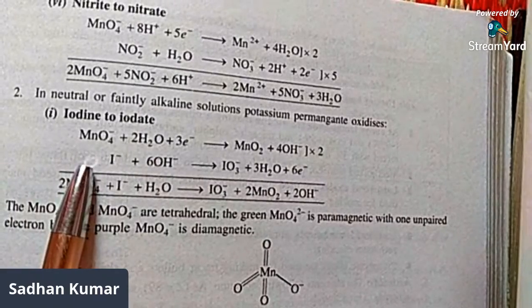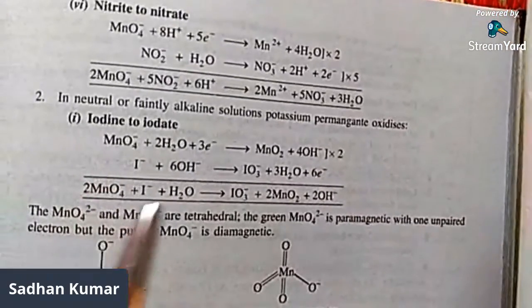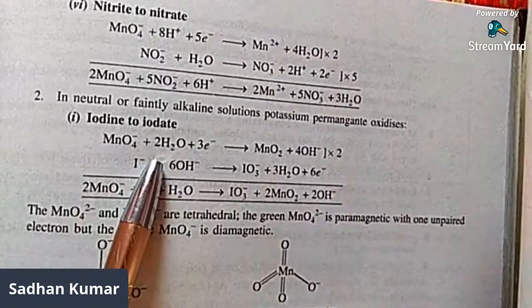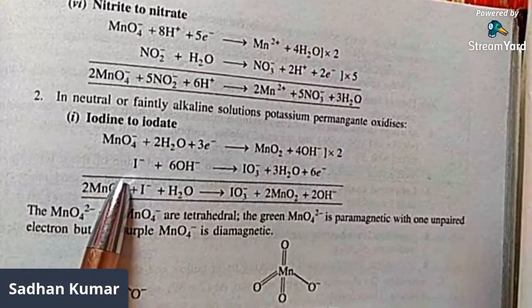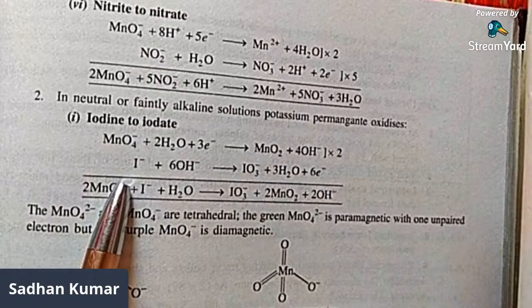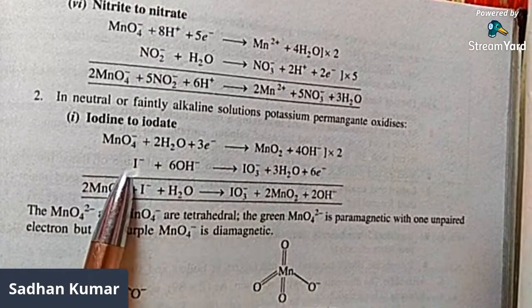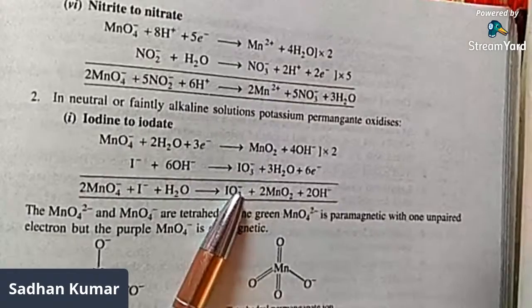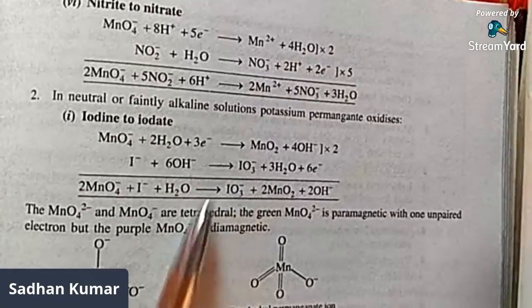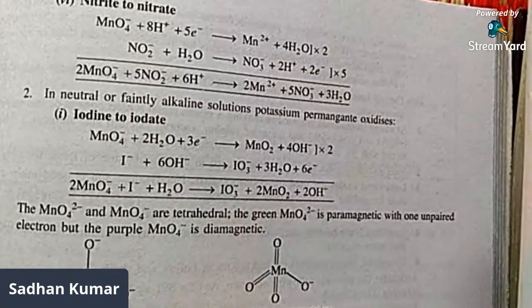As you could see, we have the manganate ion. The manganate ion reacts with water, and ultimately changes to manganese dioxide. Iodide salt is changed to iodate. IO3 minus is the iodate ion, and in this way the reaction takes place.